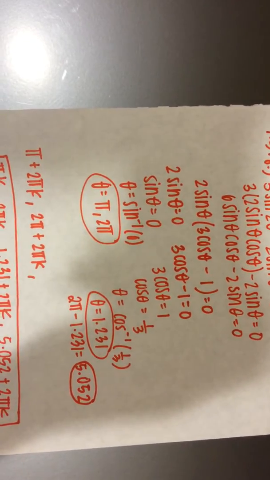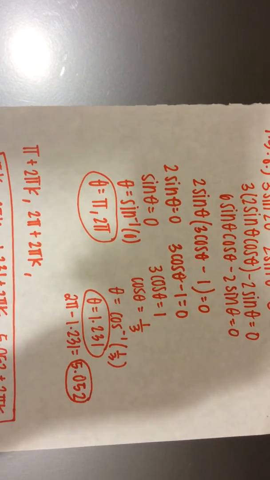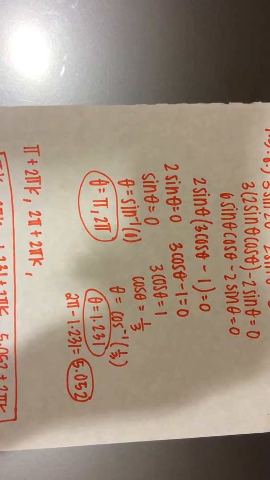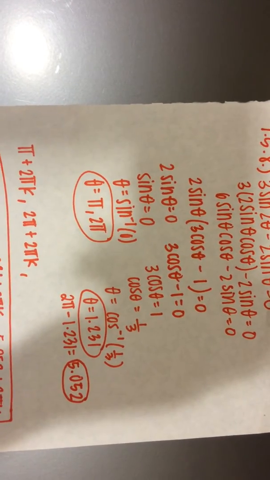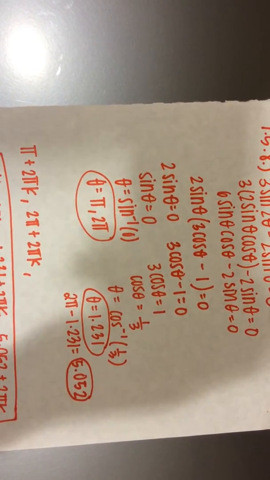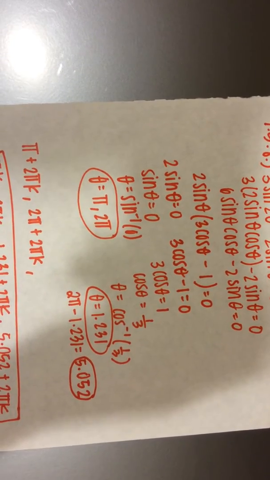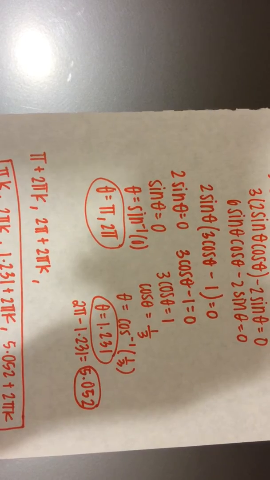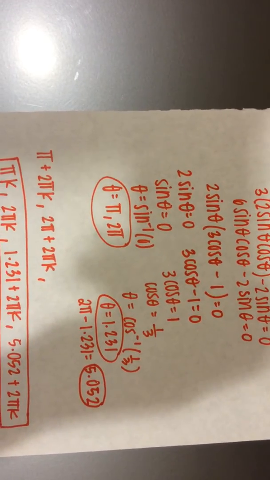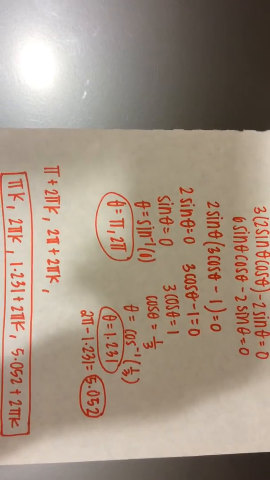Since they're multiplied together and they equal 0, we can separate them into 2 different equations. So we have 2 sine theta equals 0, and we're going to isolate theta. We divide both sides by 2, and then we get sine theta equals 0. Then we take the inverse sine of 0 to get theta. We get 2 possible answers, which are pi and 2 pi.